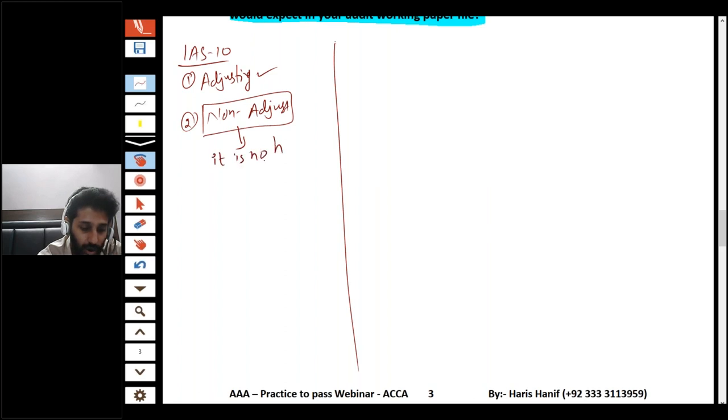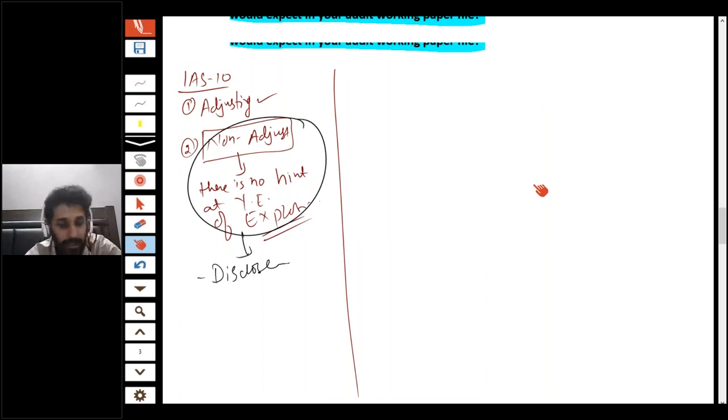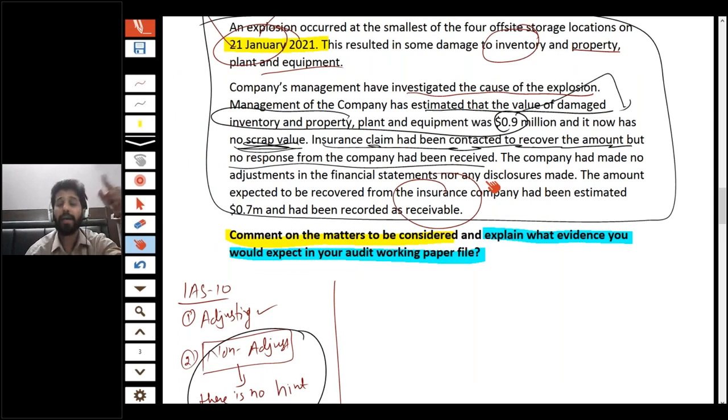Since there is no hint at year end of the explosion, it is simply an accident. So it's a non-adjusting event, and for a non-adjusting event there should be disclosure. In this question it is expressly written that the company had made no disclosure and no adjustments.